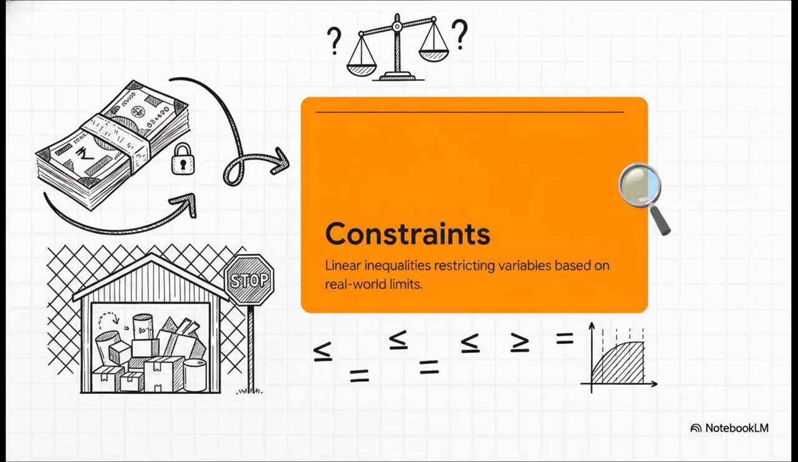Finally, we have to establish our constraints. These are our strict, real-world limits written out as linear inequalities. Remember that 50,000 rupee budget? That becomes our investment constraint. 2,500X plus 500Y must be less than or equal to 50,000. And that warehouse limit of 60 pieces? That's our storage constraint. X plus Y has to be less than or equal to 60.